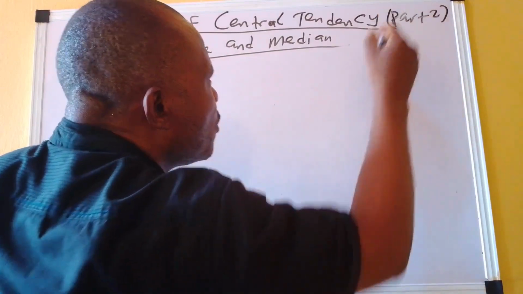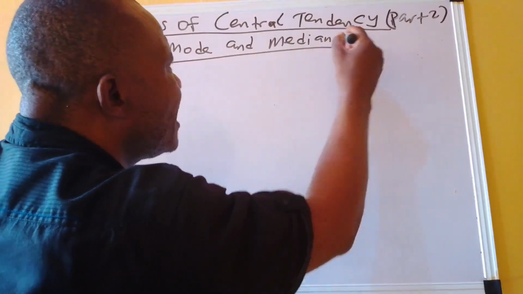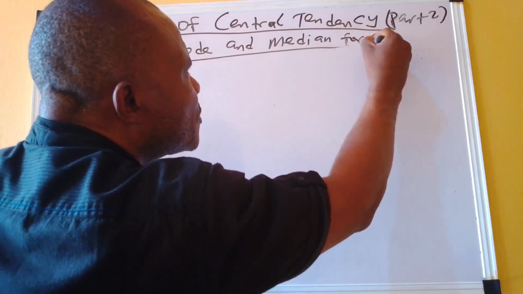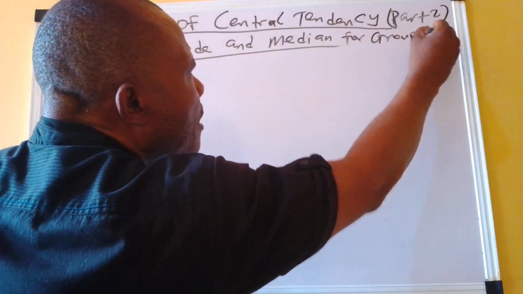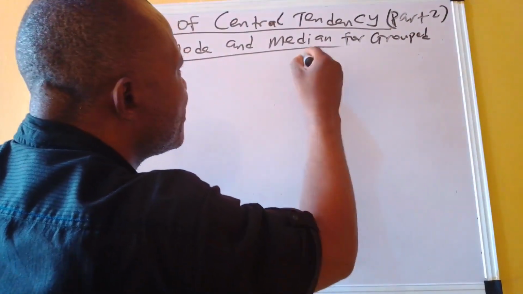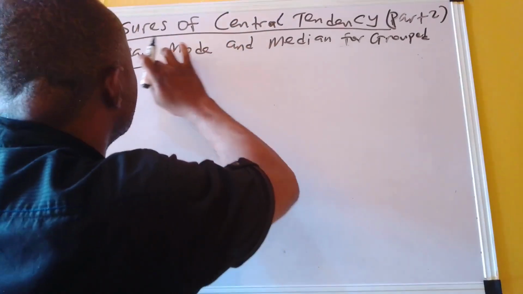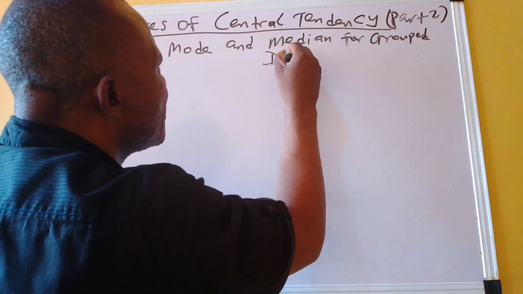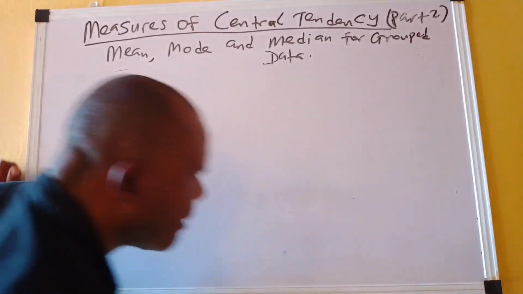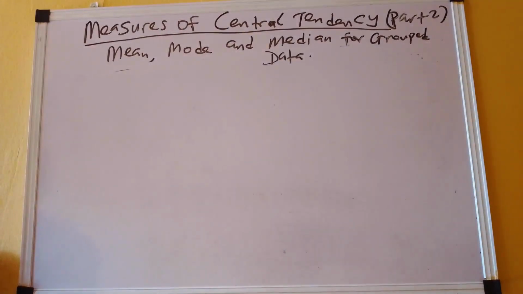So we are looking at the mean, mode, and median for grouped data. Now, if you can recall the frequency distribution table that we created, I told you at the end of that video that we are going to use that data set to calculate the mean, the mode, and the median.